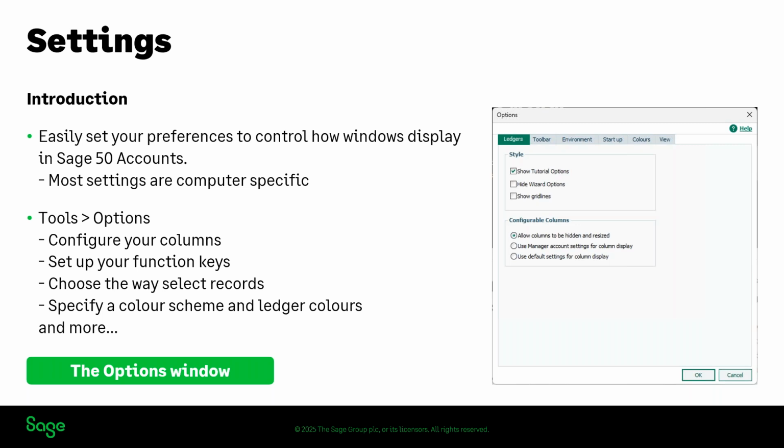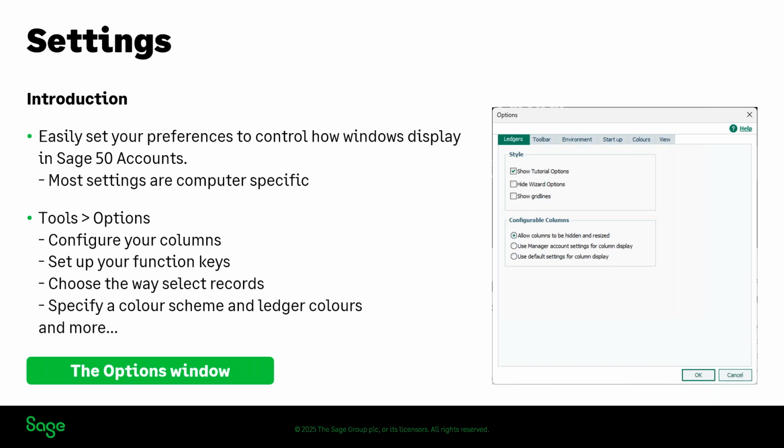Now, most settings are computer specific, so you're not battling with your colleagues. So if you like to use a certain color scheme, or you like your columns in a certain width, and your colleague comes along and thinks, oh, I don't like that color. My favorite team is Liverpool, so I want to use red. So, you know, you're not constantly battling, changing it back and forwards. Essentially each user on the PC can have their own settings.